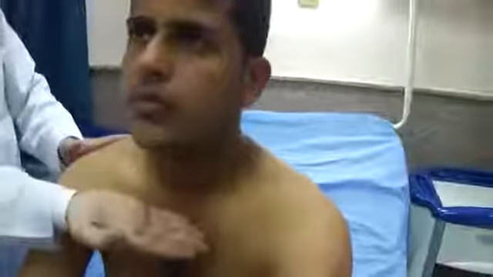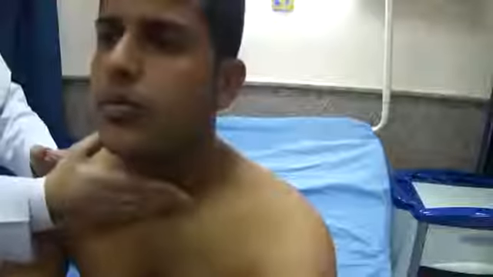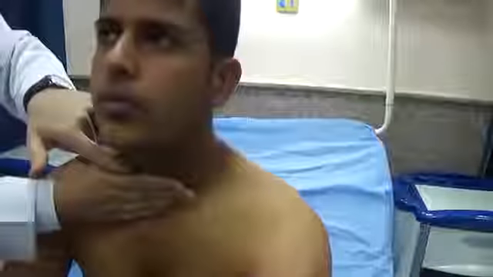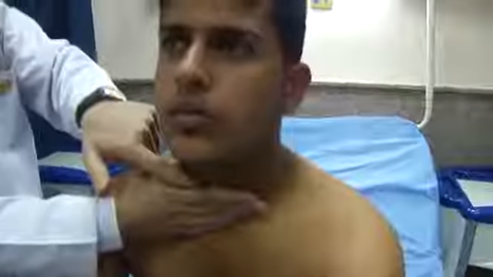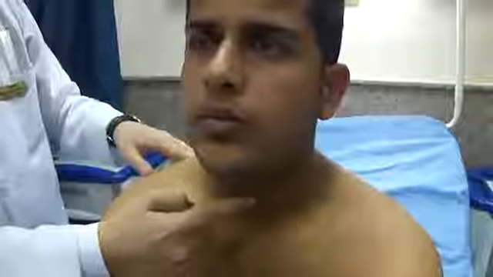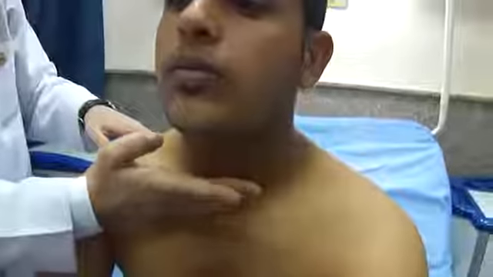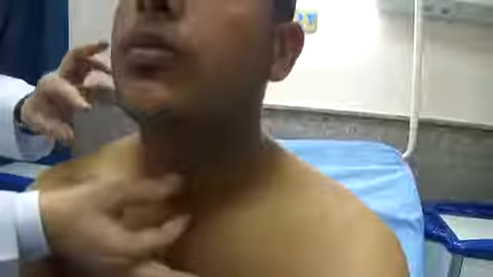I'll put my finger between the suprasternal notch and the cricoid cartilage, and see how much the cricoid cartilage descends with inspiration. If the distance between the cricoid cartilage and the suprasternal notch is less than 3 or 4 fingers, this indicates that the patient is dyspneic and this distance is shorter than usual.